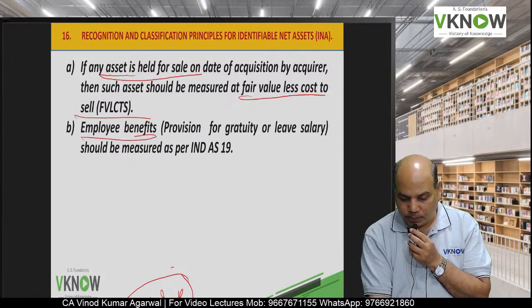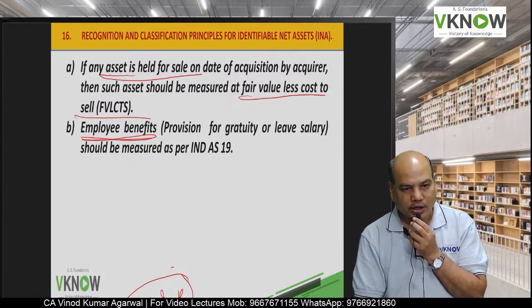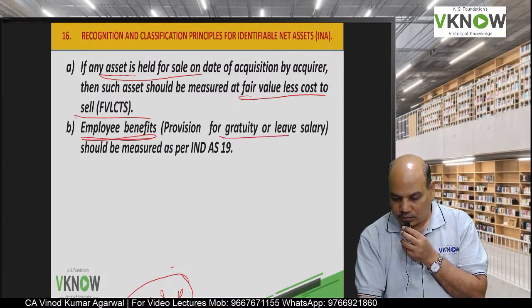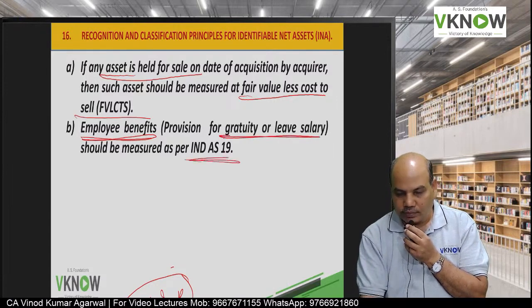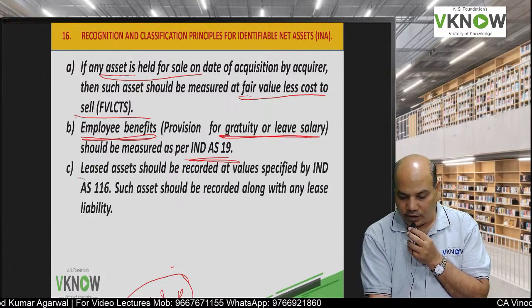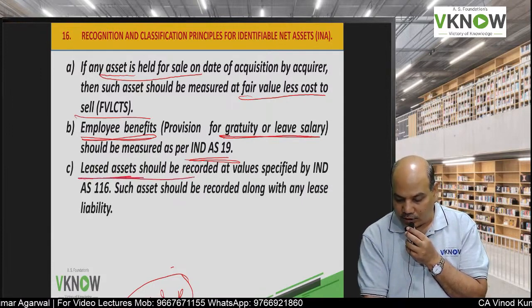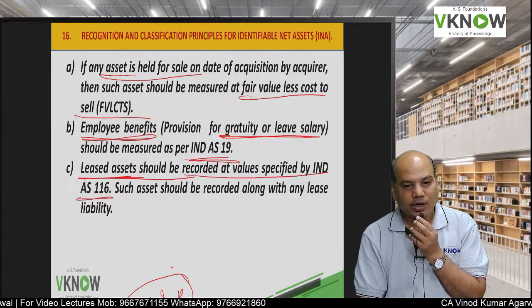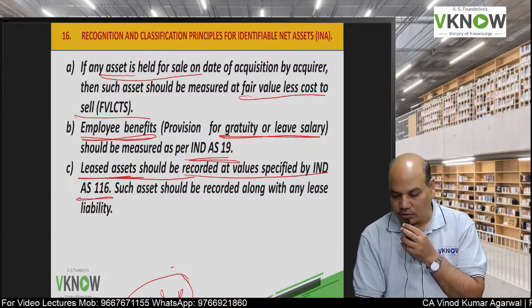If you have some employee benefit like gratuity provision, then that is recorded as per IND AS 19. If you have any leased asset or lease liability, then they will be recorded as per the value given in IND AS 116.